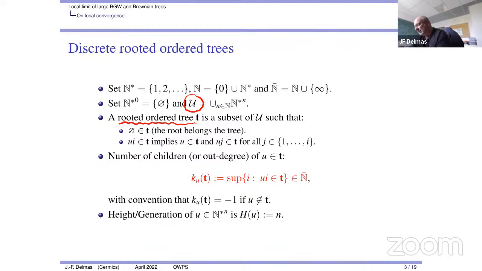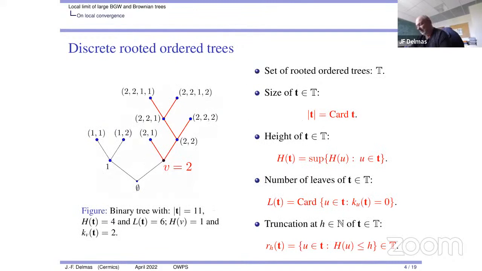Okay, and what will be of interest is the out degree of each vertex of the tree, which I'll denote k_u of T, which is the out degree of the vertex U in the tree T. And I will take the convention that if U doesn't belong to the tree, then the out degree is equal to -1. And eventually, maybe the generation or the height of a vertex is exactly its length. So let us give a picture. So here we have a binary tree with the root here and two children. If you look at the vertex here, of course, there are two children, which is written here, and the height of this individual V is exactly equal to 1 because this is the third generation.